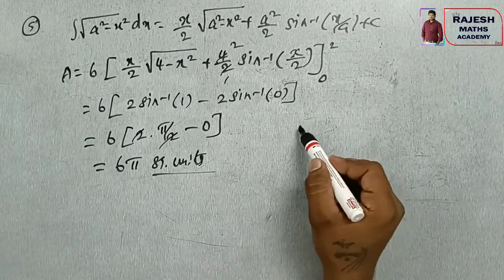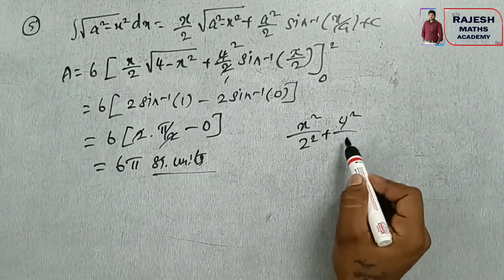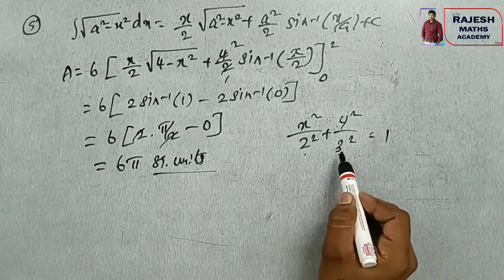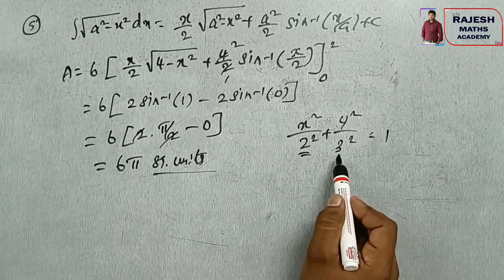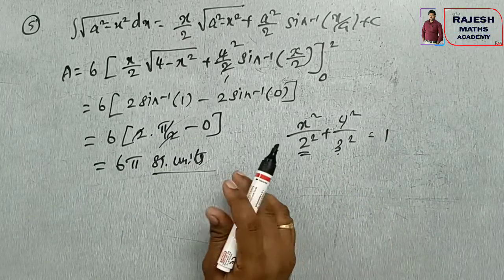So this also can be verified. What is the equation? x square by 2 square plus y square by 3 square equal to 1. The a value equal to 3, the b value equal to 2. So the area is pi a b, pi into 3 into 2, that is 6 pi square units. Clear?